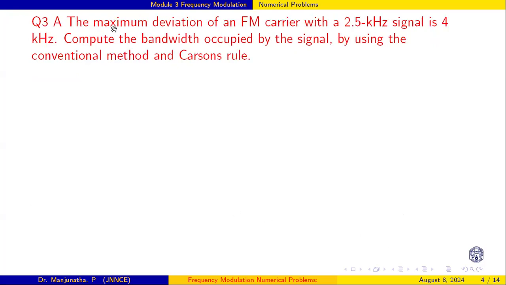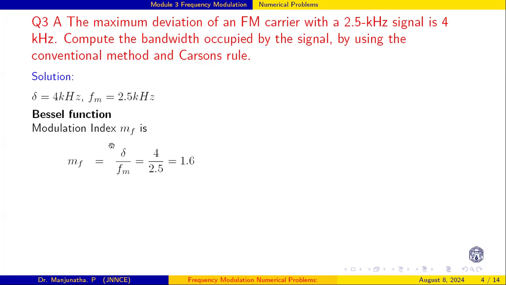Next, the maximum deviation of a carrier is 4 kilohertz and the signal frequency is 2.5 kilohertz. Compute the bandwidth occupied by the signal using the conventional method and the Carson rule. Delta is 4, fm is 2.5 kilohertz, so the modulation index mf is 1.6. Again, going to the table for 1.6, N is equal to 4.